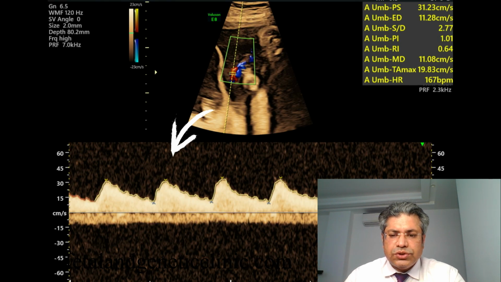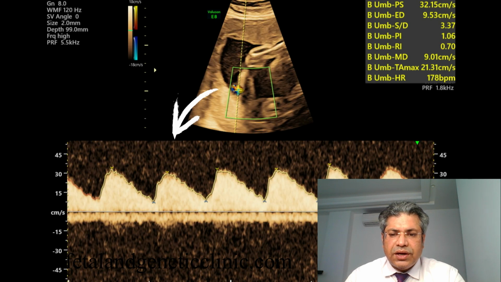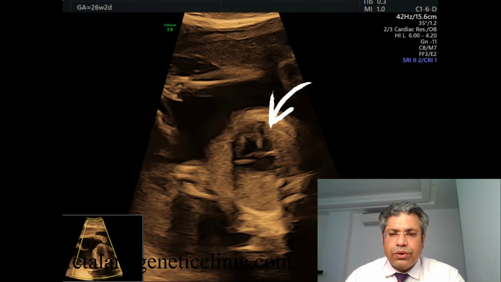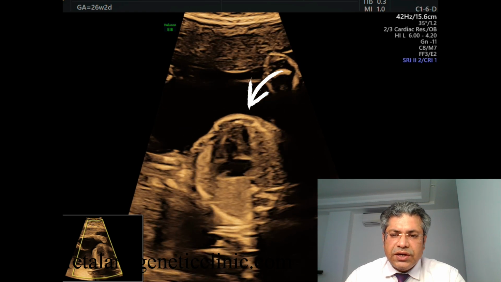So now what we're trying to look at is the middle cerebral artery and the umbilical artery flows in twin A, which is normal, and vis-a-vis we look for twin B. This is the MCA, the middle cerebral artery, and the umbilical artery for twin B, which is also within the normal range. Now, on an ultrasound, in a non-invasive way, we're trying to look for something more. So what caught our eyes was, now you see it here.